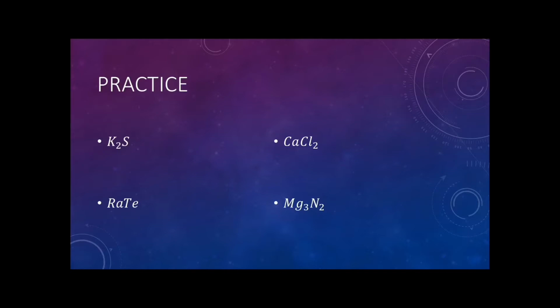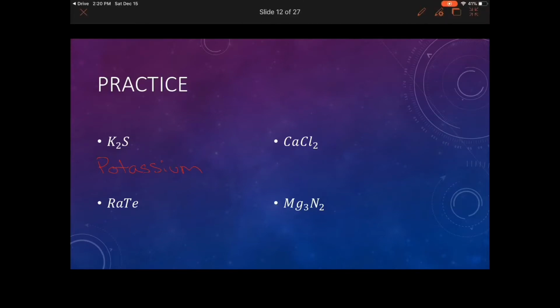So let's do some practice. We've got K2S. So K, that stands for potassium. So first step, naming the cation. The cation is always the first atom in the compound. It's always the first. So we have potassium. S stands for sulfur, so we're going to take off the UR and we're going to call it sulfide. So this is potassium sulfide.